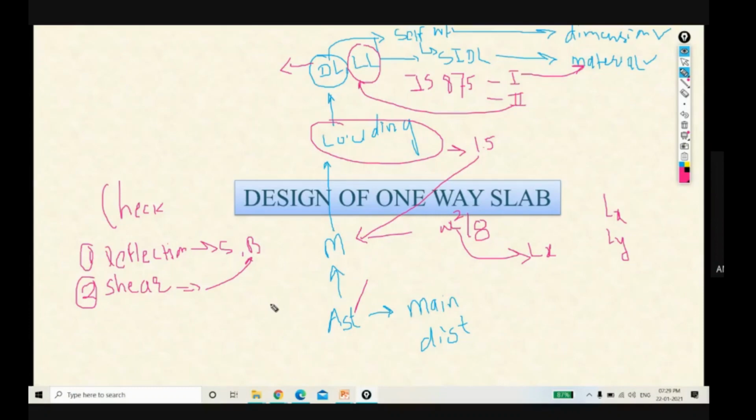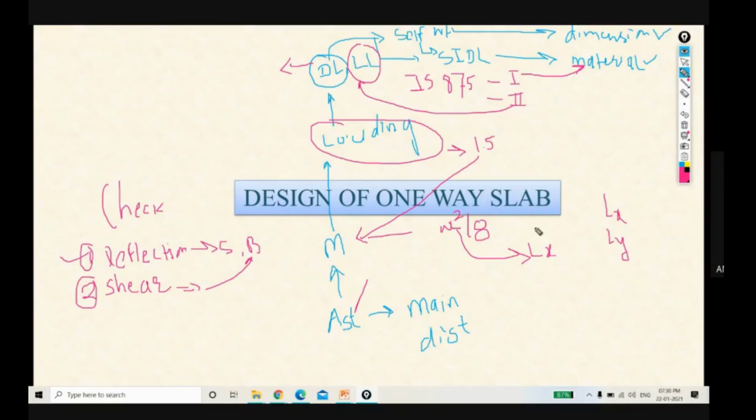So why we are providing shear steel in the beam, and why shear reinforcement is not required for the slab, that we will discuss in design of beam. Now in the design of the slab we are considering only the main reinforcement, so we will go to the deflection check only. Okay, that is one thing.